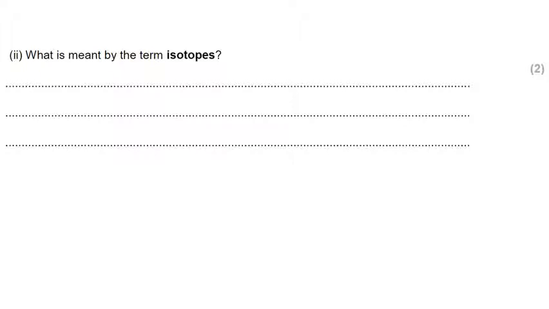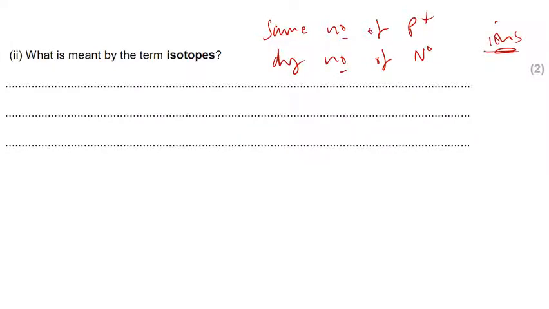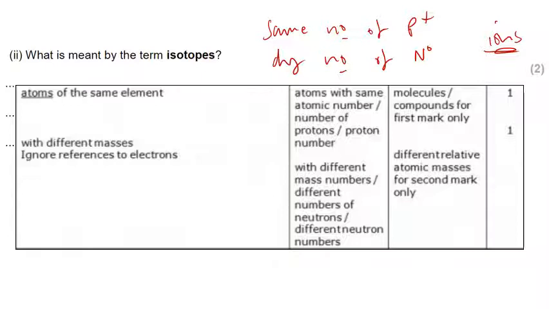What is meant by the term isotope? Now here, I would say the same number of protons, but different number of neutrons. It doesn't matter about the electrons with isotopes because remember, atoms can have different numbers of electrons and they're called ions if you remember. So you don't need to mention electrons. In the mark scheme it says ignore any references to electrons. But just to be safe, I wouldn't mention them.